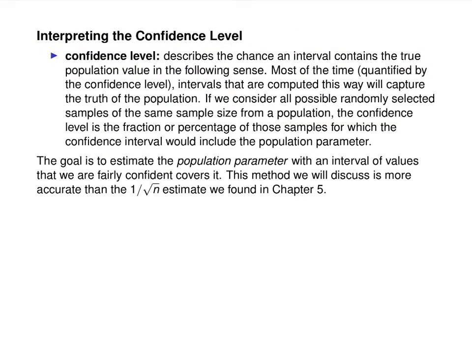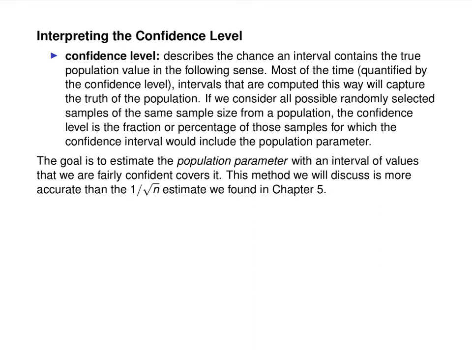So first of all, let's talk about what that confidence level means. The confidence level describes the chance that an interval contains the true population value in the following sense. Most of the time, quantified by the confidence level, intervals that are computed in this way will capture the truth of the population. If we consider all possible randomly selected samples of the same size, the confidence level is the fraction or percentage of those samples for which the confidence interval would include the population parameter.